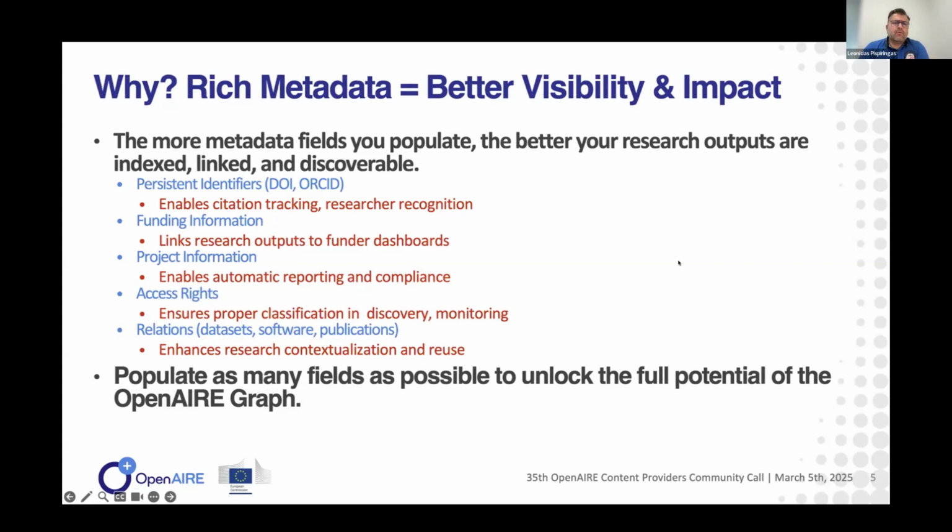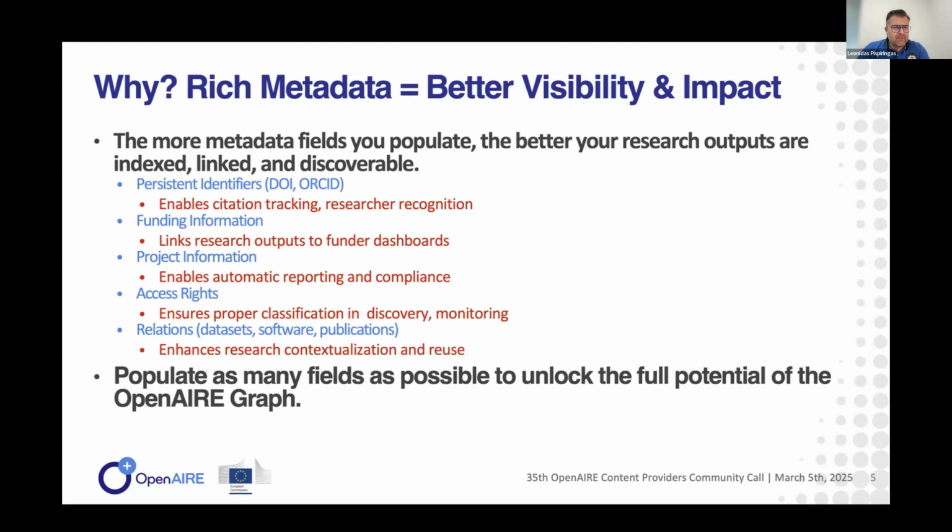So, why do I have to populate the metadata records of my repository with more elements? Richer metadata equals better visibility and impact. The more metadata fields you populate, the better your research outputs are indexed, linked, and discovered. We have, of course, persistent identifiers, from DOIs as the persistent identifier of the research output to the ORCID iD, in order to track research recognition.